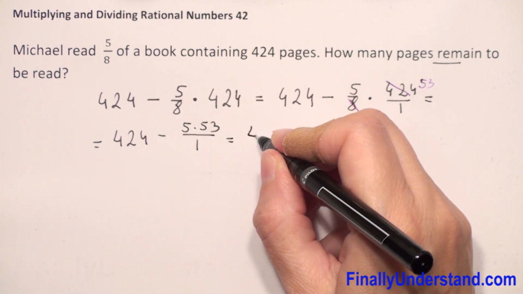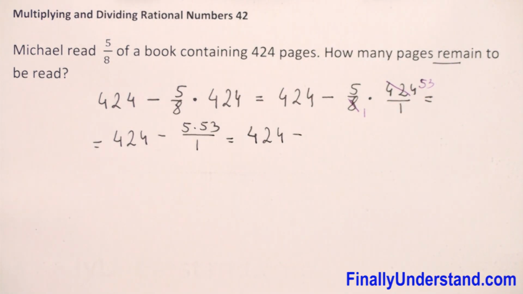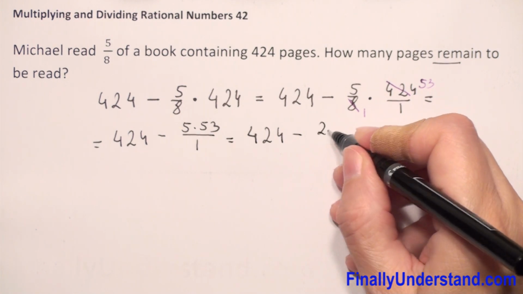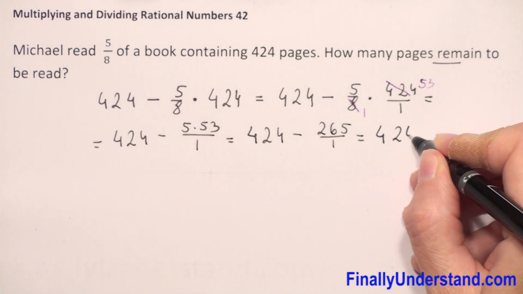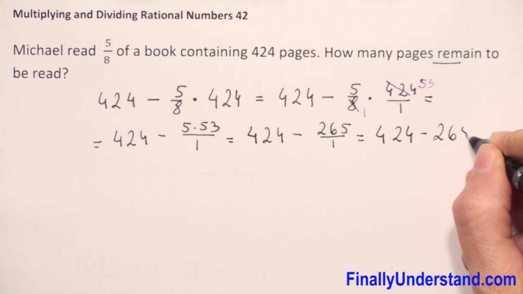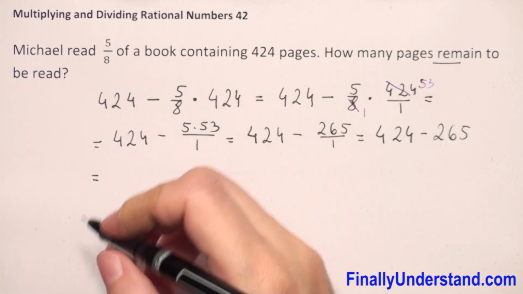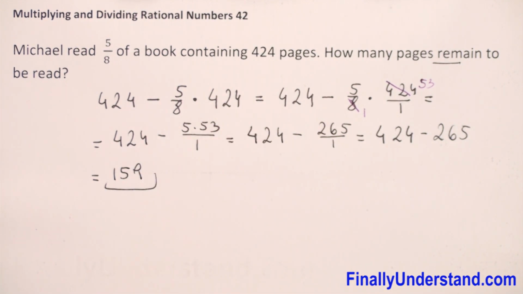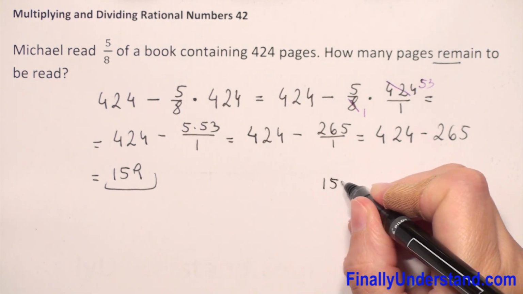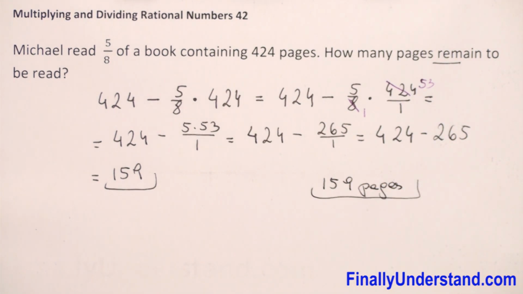So this is equal 424 minus 5 times 53. This is 265/1. So we have 424 minus 265 divided by 1 is 265. So this is equal 159. It means the remaining pages are 159. This is my solution.